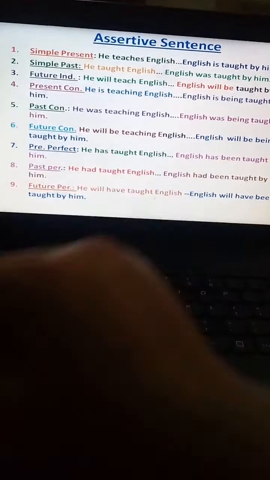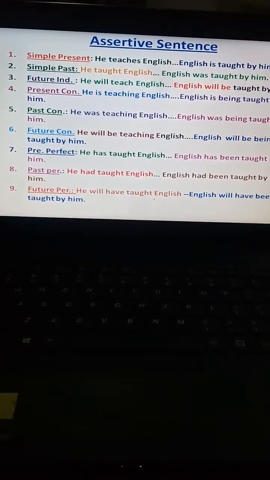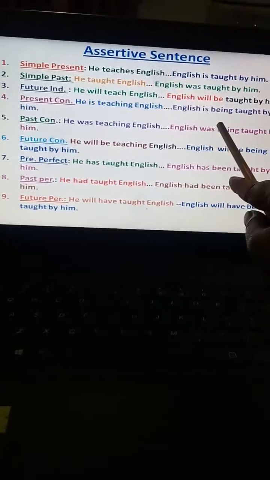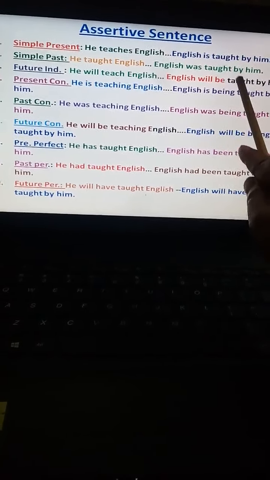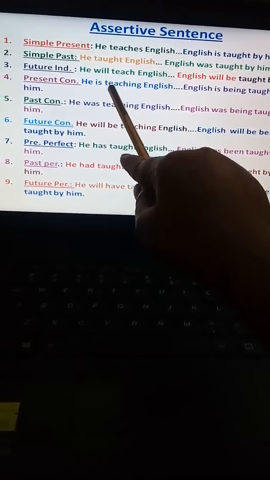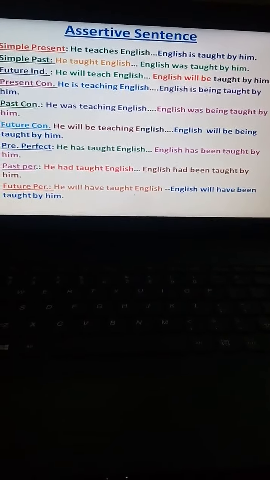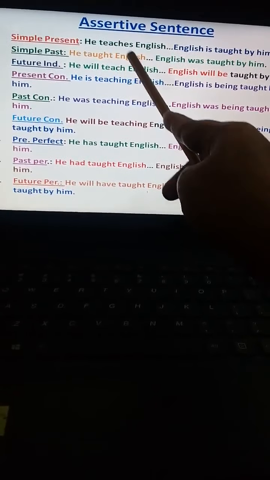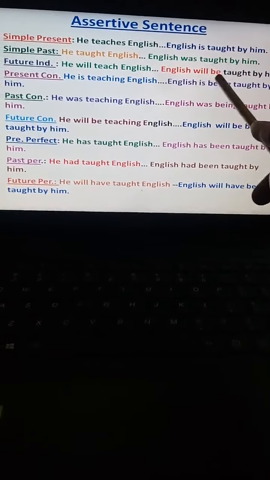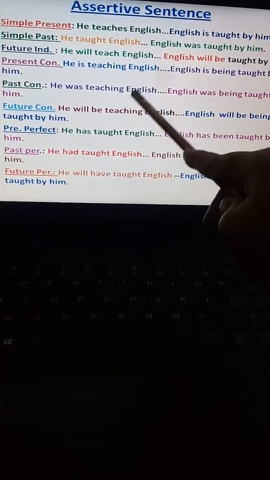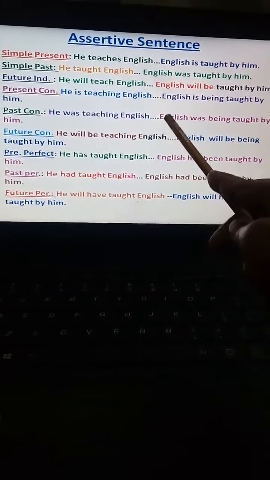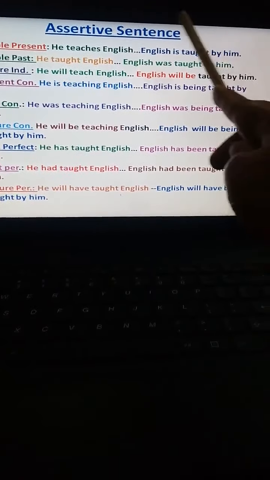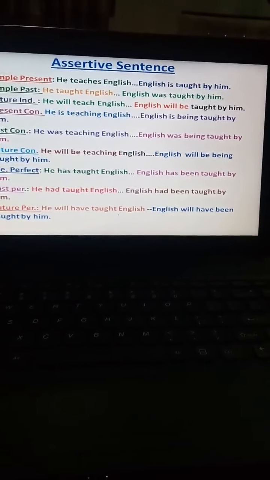And then look at the continuous tenses. In the present continuous, I have written he is teaching English. English is being taught by him. Here I have used being because the verb with ing cannot be changed into past participle form. So that is why I have detached ing from teach and added it to the be verb, being. I have used being here, and then I could change teach into taught, that is the past participle form of teach. So English is being taught by him.